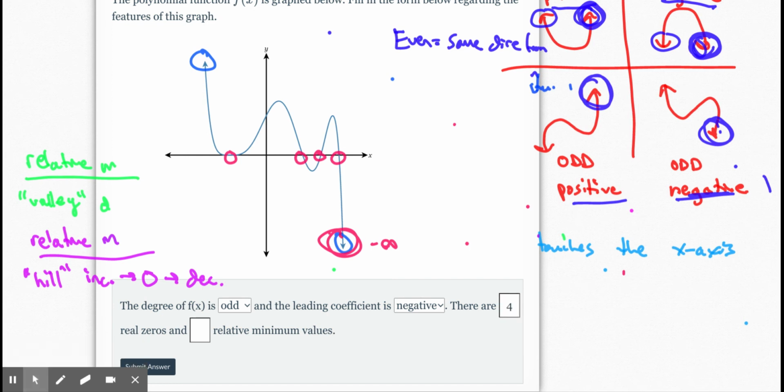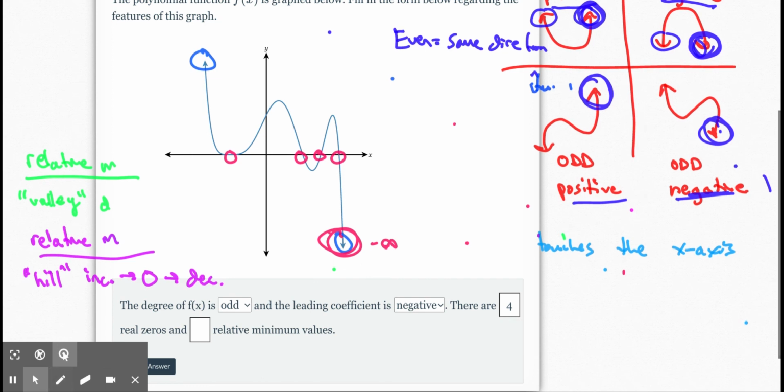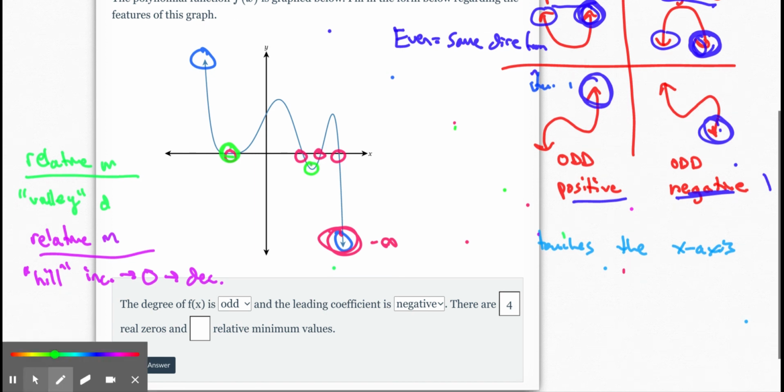And then we're asked to find relative minimums. How many relative mins do we have? Those are the valleys. This is a relative minimum here. It goes from decreasing to 0, then increasing. And it looks like another minimum down there. And that would be it. So there's 2 relative minimums.